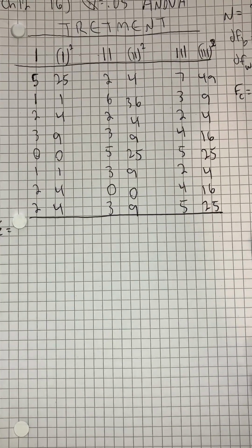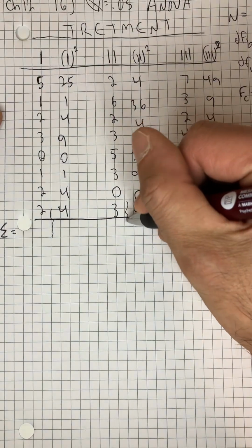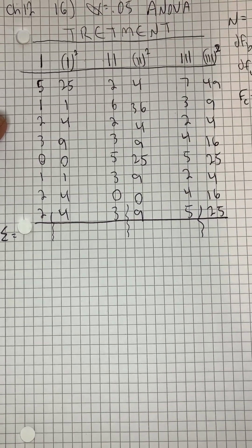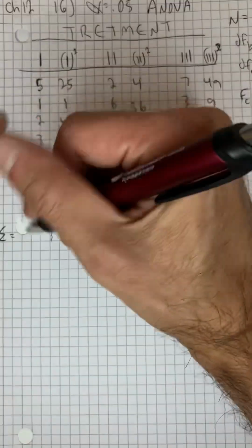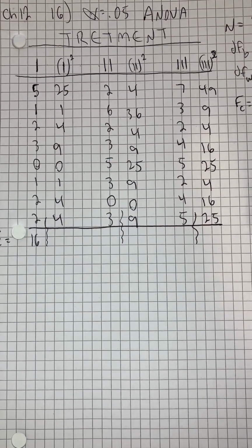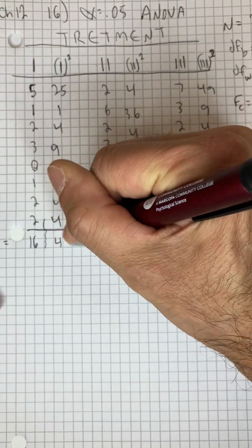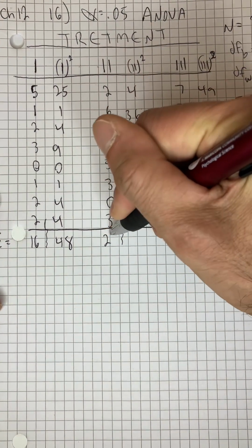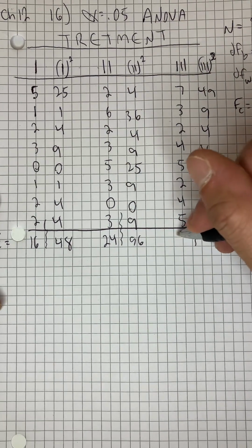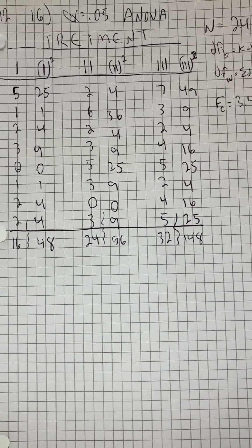Then we can just start adding them up. Let me make a little separation between what our answers are going to be. 5, 6, 7, 8, 16. So this is 16. And I pre-calculated these: this one is 48, this is 24, this is 96, this is 32, and this is 148.